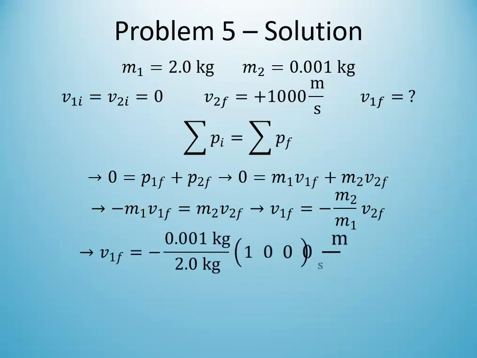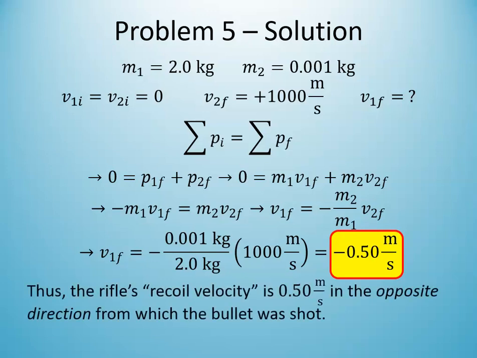And now it's time to plug in our numbers, and when you do that, you get negative 0.5 meters per second. So we say that the rifle's recoil velocity is 0.5 meters per second opposite to the direction in which the bullet was shot. Magnitude and direction. It's a vector.